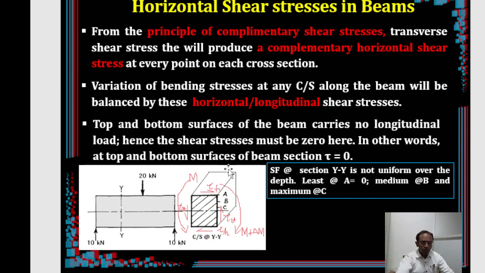Now, the variation of the bending stress: here it is M, and here it is M plus delta M. So in other words, what this horizontal shear stress does is it acts as an equilibrium. The flexural stresses which are developed due to the unbalanced moment will be counteracted by this horizontal shear stress, right?